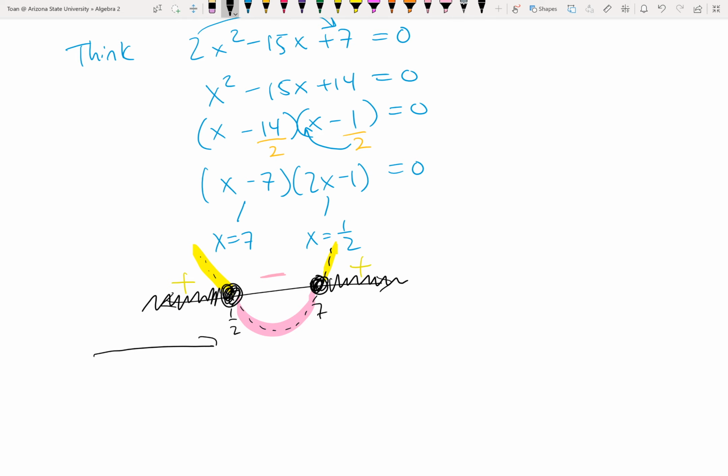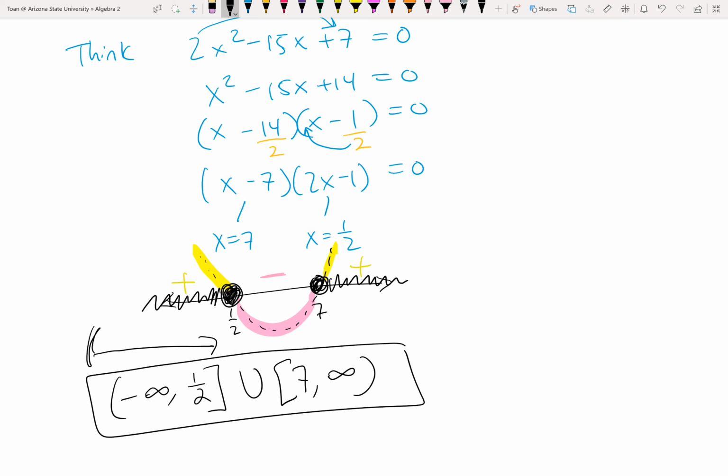Reading from left to right, start at negative infinity, comma, and we go all the way to 1/2. Infinities are always open. Since this 1/2 is shaded, it'll be a bracket. We do have another part of our answer, so we need a union. This shading starts at 7, comma, and it goes forever to the right to infinity. That is our answer.